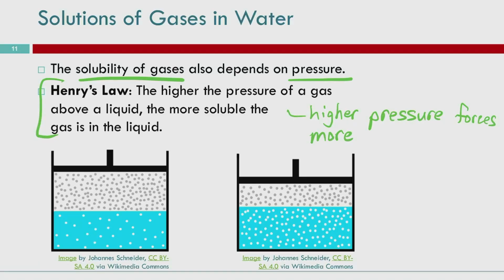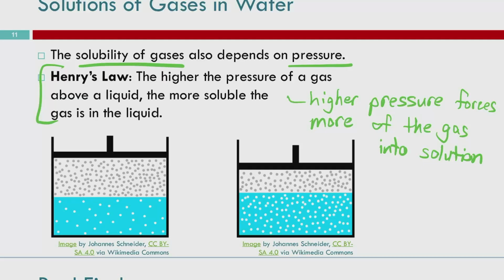Higher pressure forces more of the gas into solution, or into the liquid. It causes it to dissolve. So if you increase the pressure, you also increase the solubility. Increase pressure, increase solubility. The opposite is also true. If you decrease pressure, you decrease solubility.